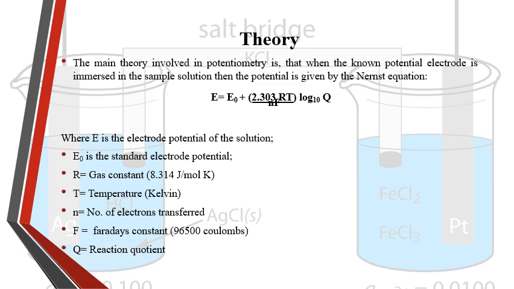The logarithmic relationship: the equation includes a logarithmic term, indicating that the relationship between the potential and the concentration is logarithmic. This means that small changes in concentration can lead to significant changes in potential, as we said. Temperature dependence: the equation shows that temperature plays a crucial role in determining potential, as higher temperature can increase the kinetic energy of particles, thus affecting the potential.